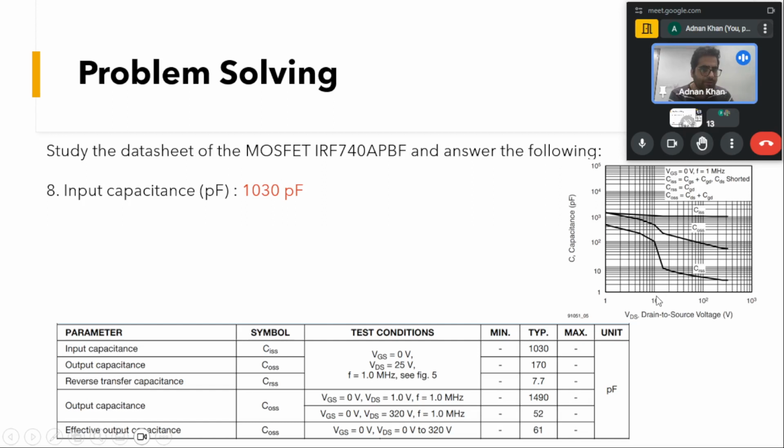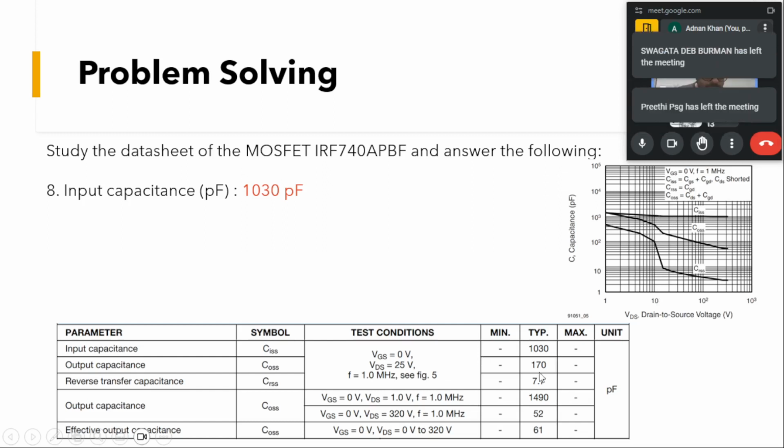Where is VDS of 25? This is the logarithmic scale. So this is 1, this is 10, this is 100. So it will be somewhere here. If you look particularly, the graph is not exactly here, our 10 raised to the power 3 is up to here. Then exactly at 25 volt, it will come to around 10,030 picofarad.